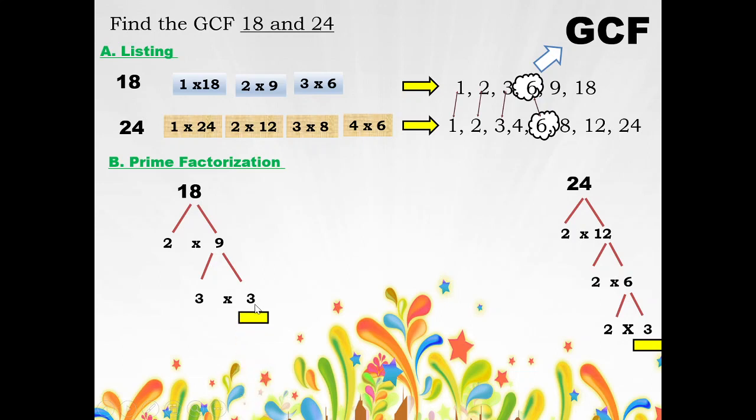Yes, we have. The next, may 2 sa 24, may 2 rin sa 18. So, meron pa ba? May partner ba yung 3 dito? Wala na. Kukunin nyo lamang po yung partner ng meron sa bawat isa na prime number. So, since we have 2 and 3, kukunin nyo itong 2 and 3. 2 times 3 is equal to 6. Imumultiply nyo lamang sila. So, 6 is the GCF of 18 and 24 using prime factorization.